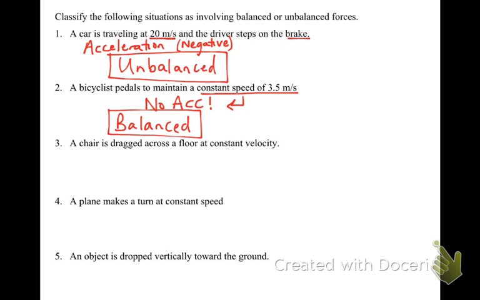All right, let me go through the answers. Hopefully you paused the video. Let's go ahead and try them. A chair is dragged across the floor at constant velocity. Constant velocity means no acceleration, therefore it's balanced.